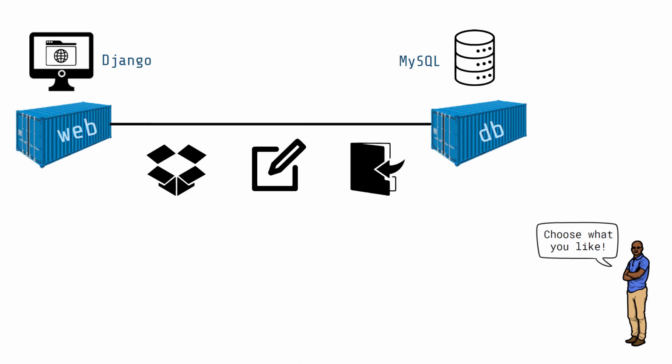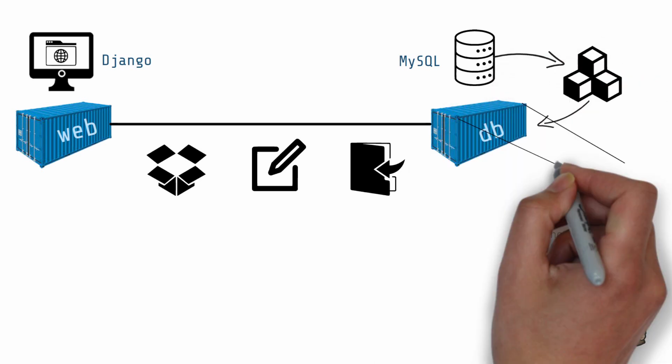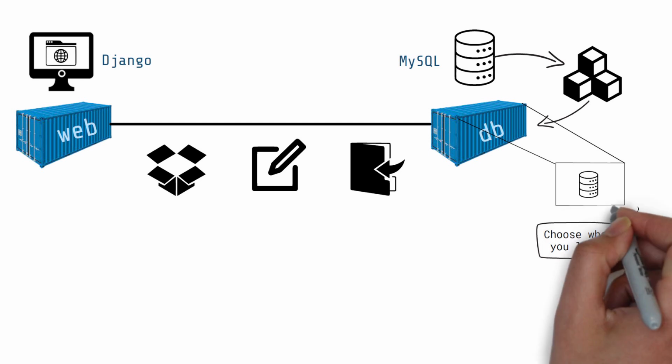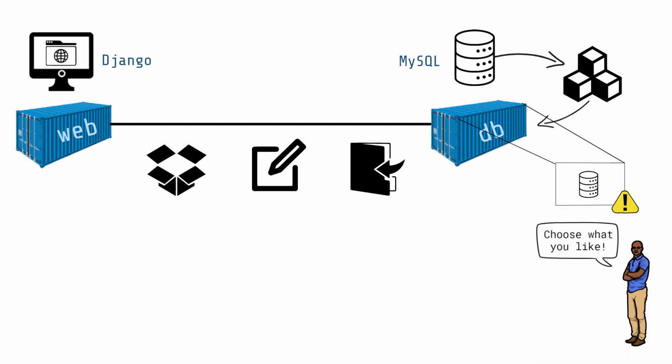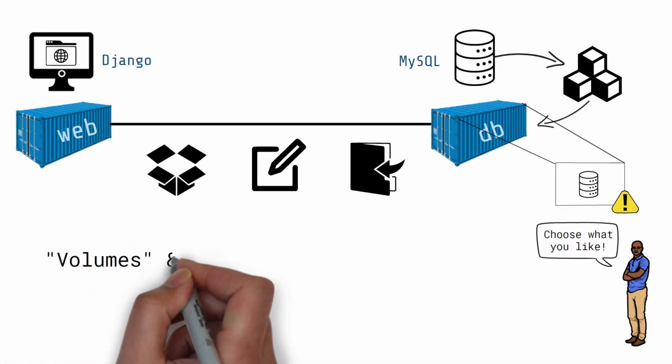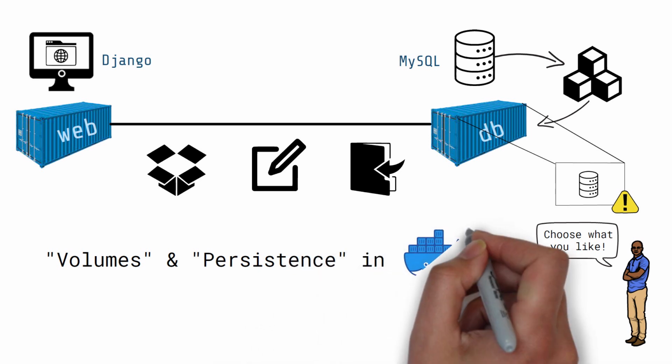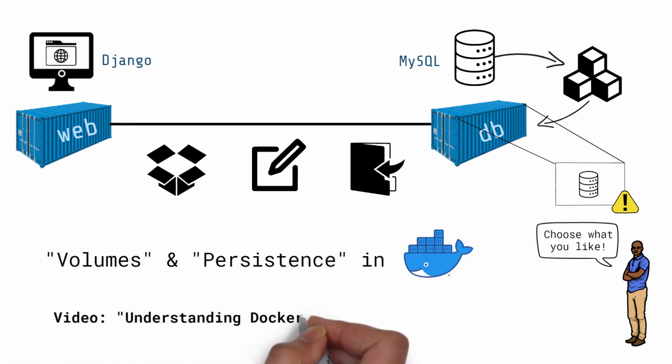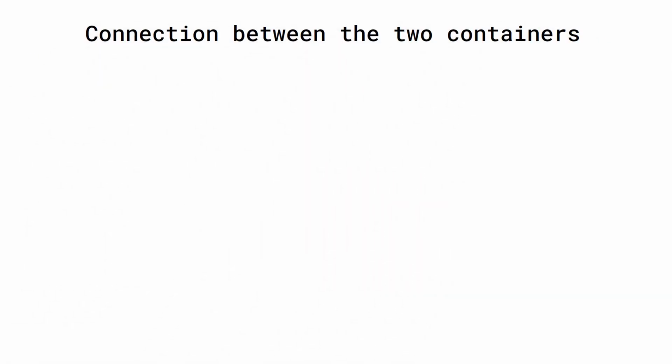The database, in turn, would preferably use Docker volumes to persist that data, since the data within a container is not persistent by default. To learn more about volumes and persistence in Docker, feel free to check out the video about volumes and persistence. But how would we achieve a connection between the two containers?